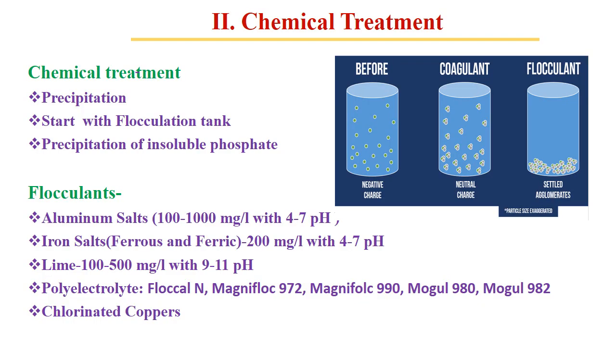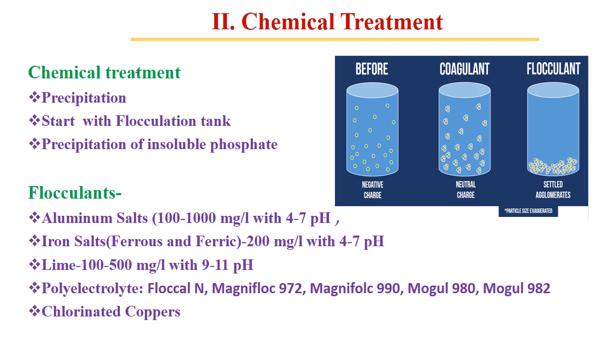Now the second step is chemical treatment. In chemical treatment, there is a mechanism for precipitation. It starts with the flocculation tank, and the precipitation of insoluble phosphate is done here. Some chemical agents are used. Sometimes it can do coagulation followed by precipitation.